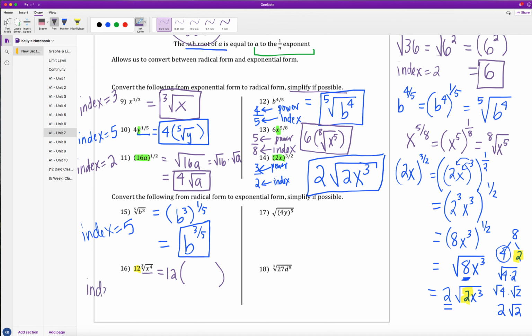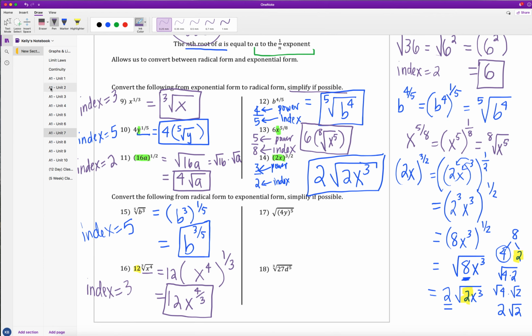So what's our index this time? Our index is going to be 3, which means I could rewrite this with 1/3 as the exponent, and then the x to the 4th will be inside that exponent. Again, the 12 is staying on the outside since it was not under the radical to begin with, so it can't be inside of the 1/3 exponent. From here, the last thing I can do, power to power, I can multiply them. 4 times a 3rd would give me 4/3. So I get 12 times x to the 4/3 as our final answer.